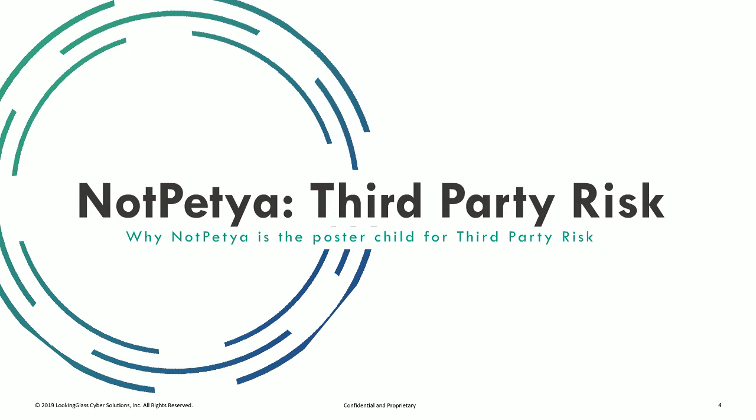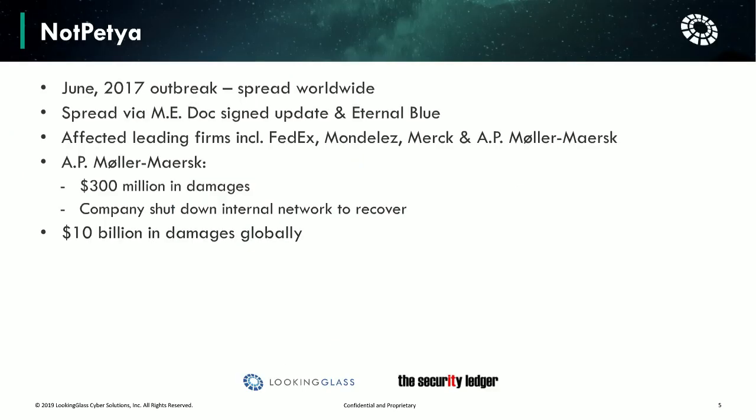And the example we decided to use was the NotPetya attack, which was, of course, a devastating cyber attack that happened in June of 2017. You probably remember this or read about it either at the time or after. This is a very rapid worldwide outbreak of a piece of malware that has become known as NotPetya. Initially, people thought it was an existing type of malware named Petya, and thus the name NotPetya.